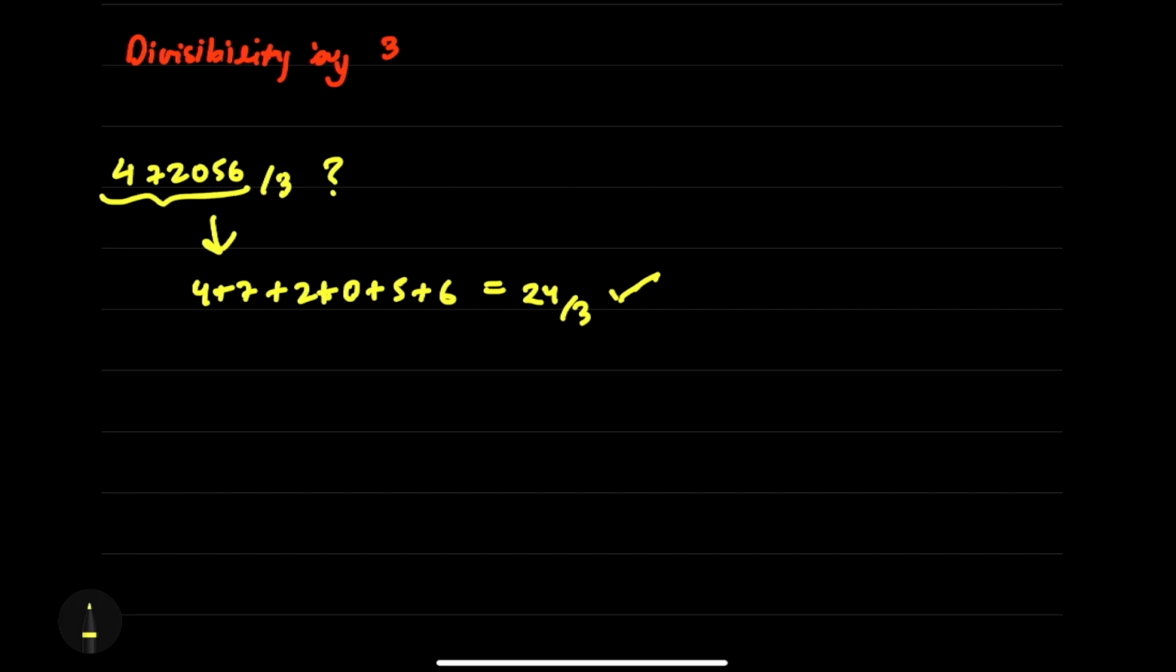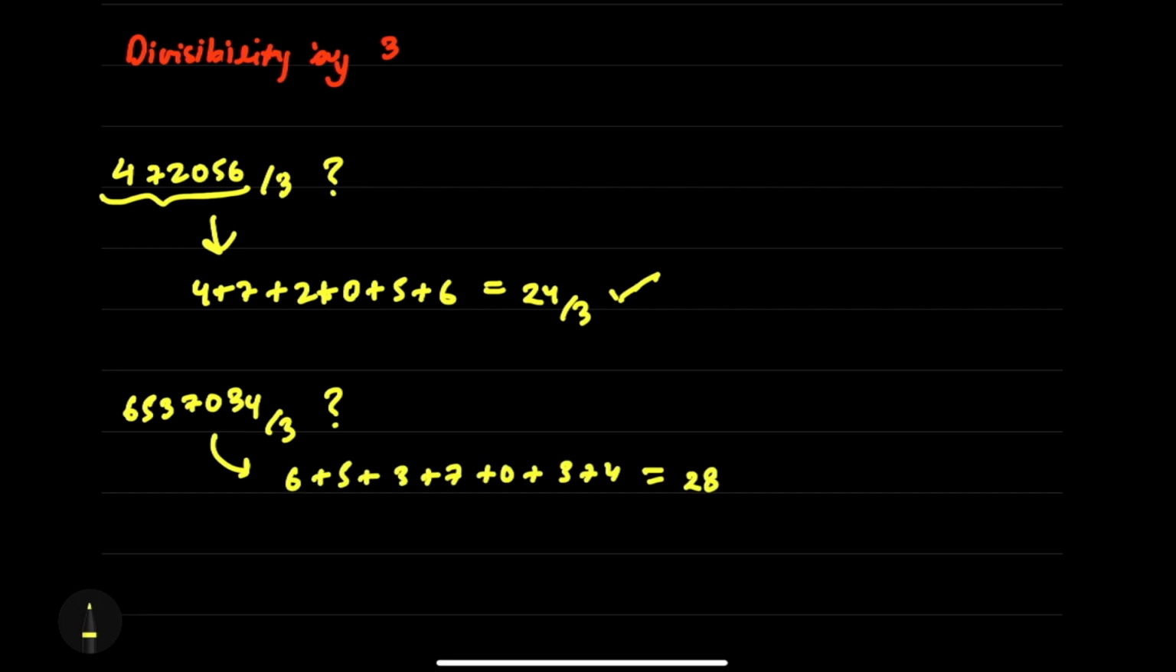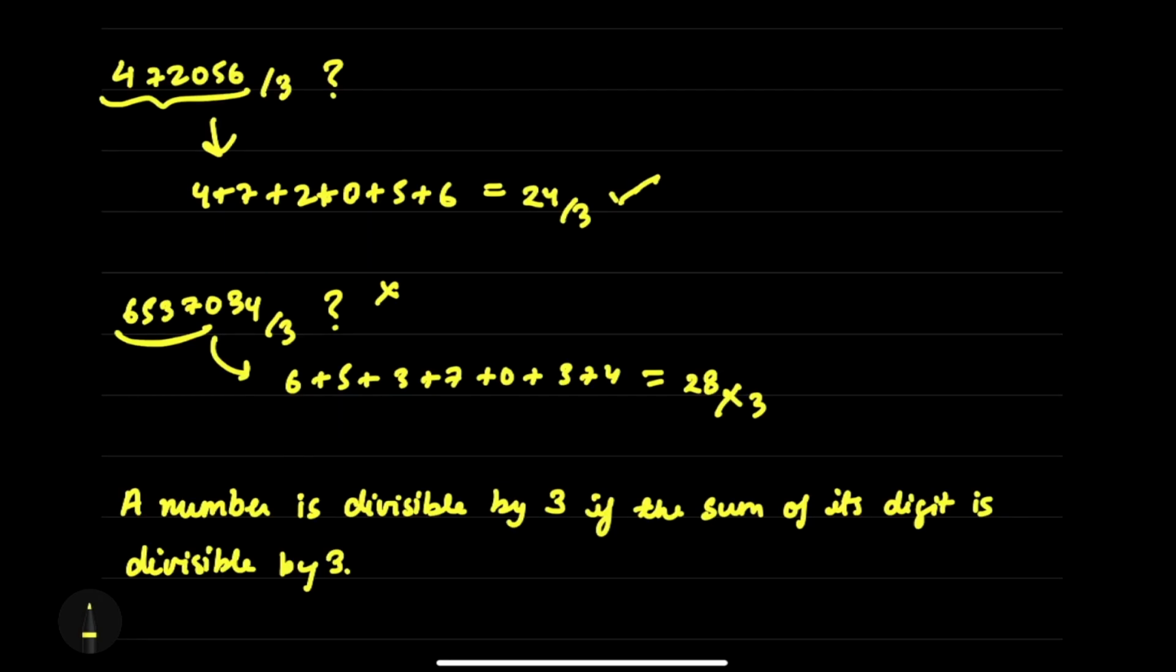Let's look at another example. We'll add the digits here and we get the number 28, and it is not divisible by 3. Therefore, this entire number is not divisible by 3. So, in its formal form, a number is divisible by 3 if the sum of its digits is divisible by 3.